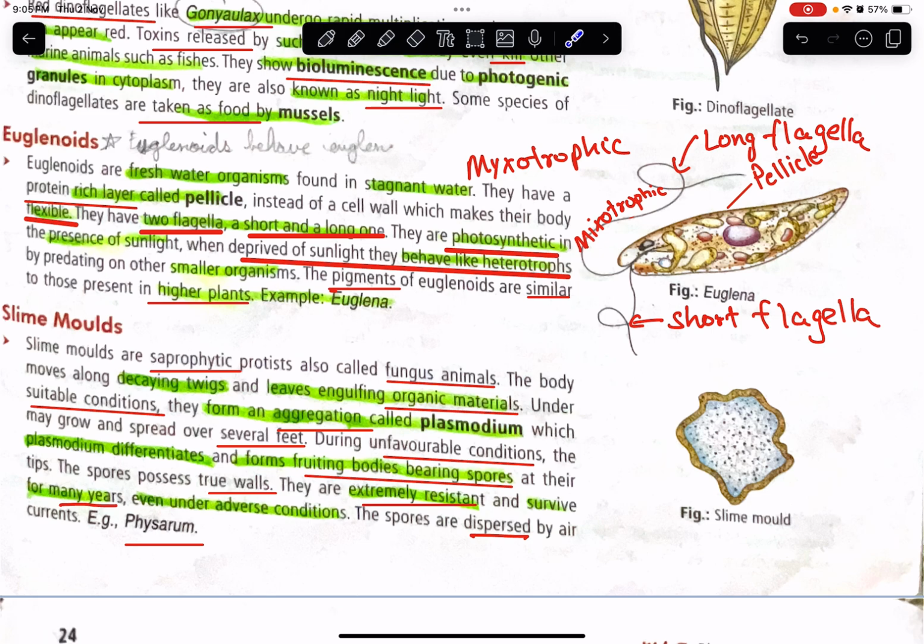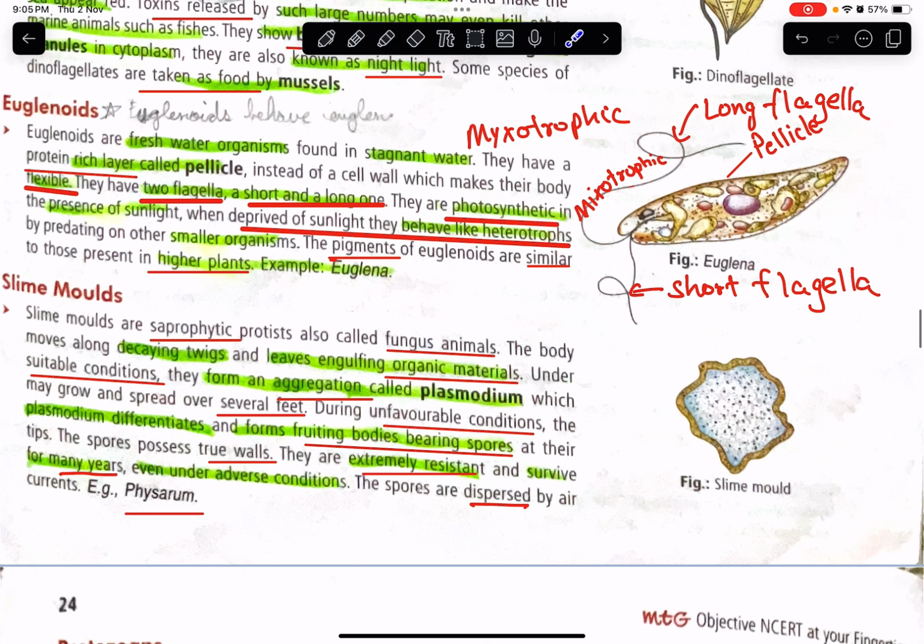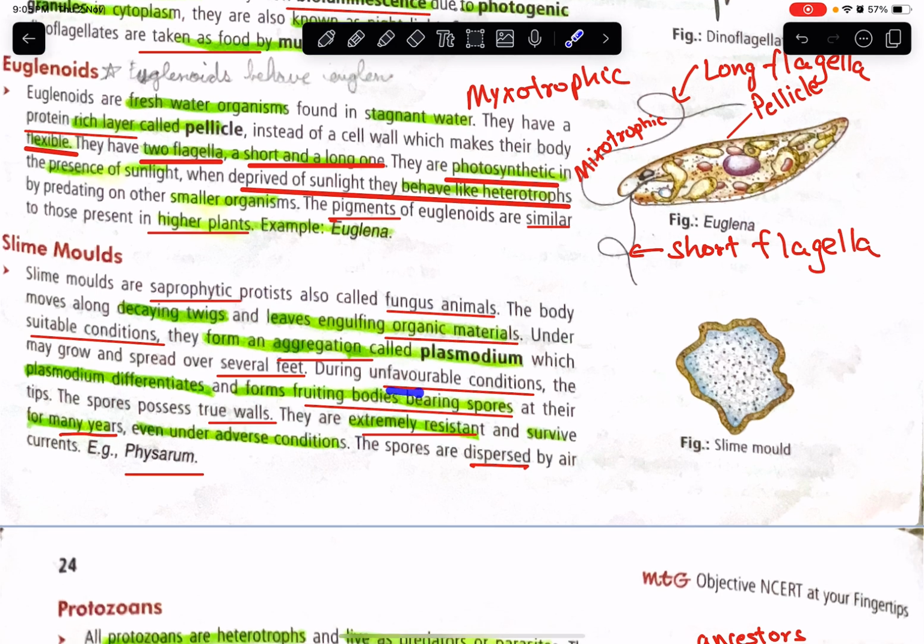Under suitable conditions, they form an aggregation known as plasmodium, which may grow and spread over several feet. And during unfavorable conditions, the plasmodium differentiates and forms fruiting bodies bearing spores.